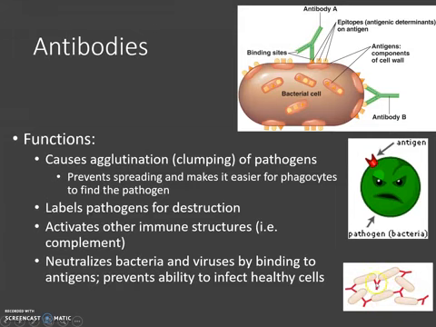It also helps to label the pathogens for destruction so that the macrophages know that this is something bad that needs to be broken down. It can also activate other immune structures such as the complement proteins. Those were the ones involved in the membrane attack complex that makes water rush into the cell and explode. So if the complement were activated, water could rush into the bacteria cell and cause it to explode.